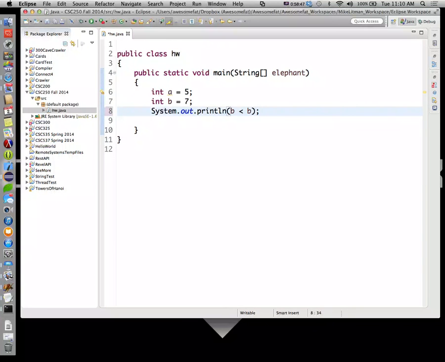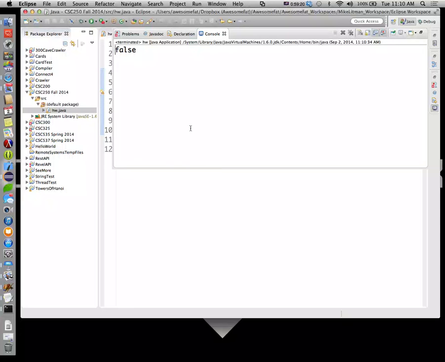B less than B. Is that even legal? It's going to be false if it's legal. Does it even make sense to compare B to itself? Ah, it does have a value. Every variable resolves to its value at runtime, right? So what's B? 7. What's B? 7. 7 less than 7. False. Yeah, perfectly legitimate. Somewhat of a waste of time, but perfectly legitimate.